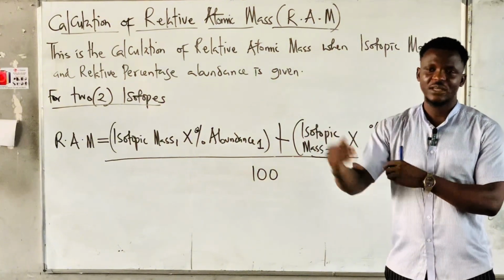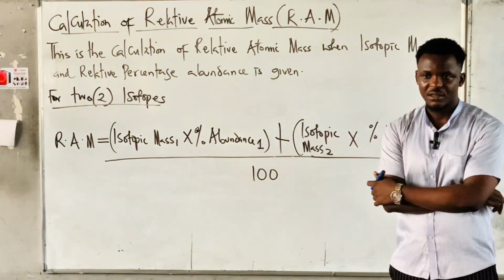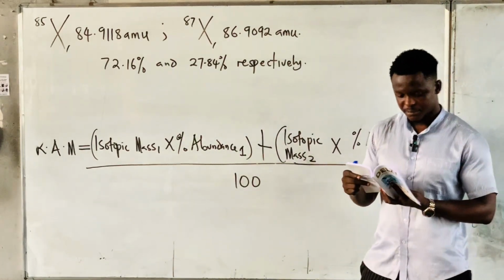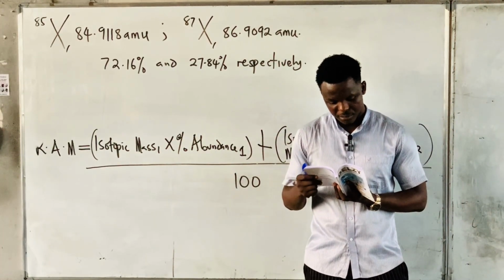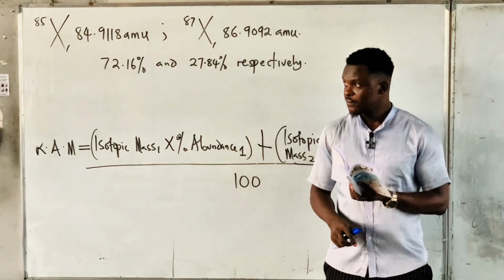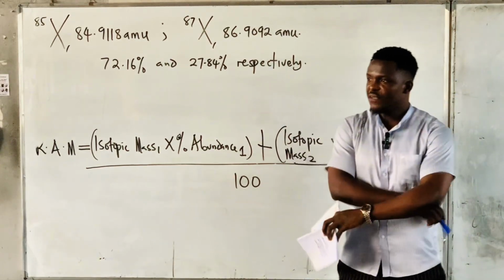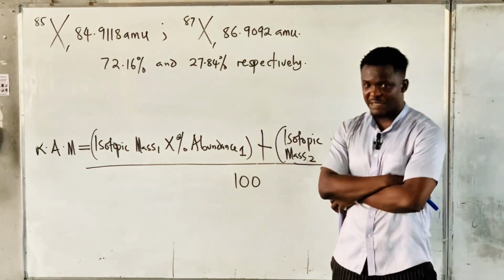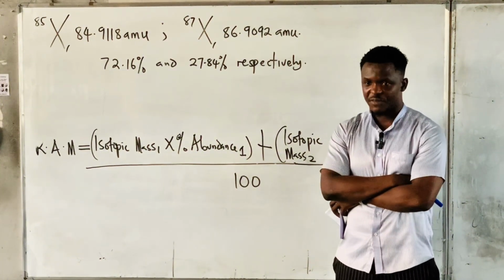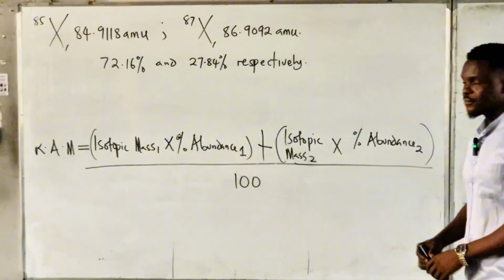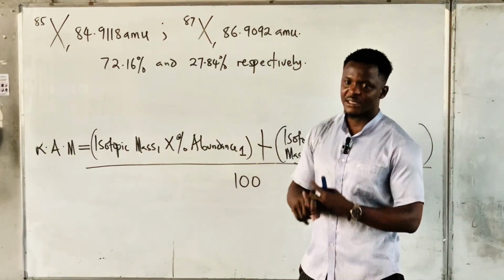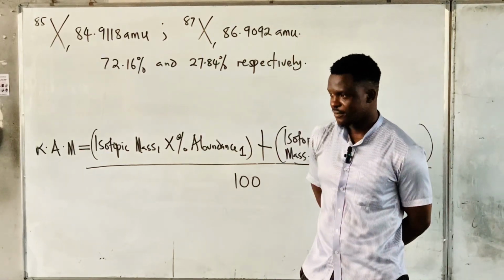Now, the highest they will ask you is 3 isotopes. They wouldn't actually exceed 3. Right? Calculate the relative atomic mass of element X if their percentage relative abundance is 72.16% and 27.84% respectively. I said in this type of calculation, they'll always give us the isotopic mass and the percentage abundance.